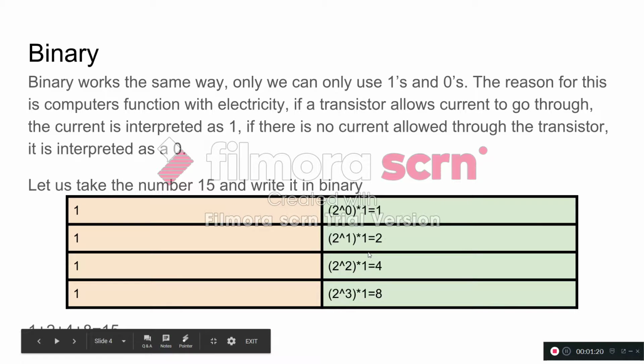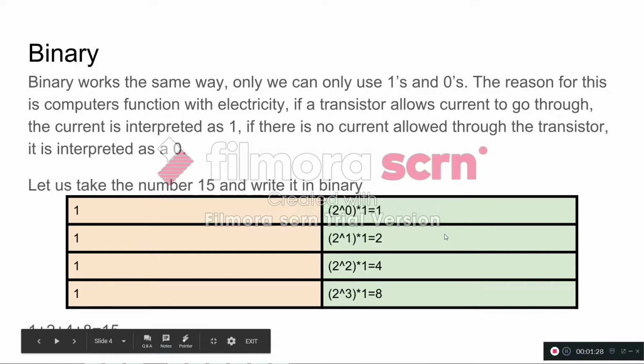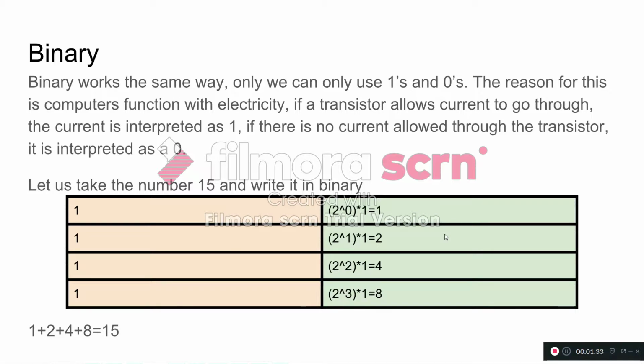Let's look at binary. Binary works in the same way, only we can only use ones and zeros, and it is in base 2. The reason for this is that computers function with electricity.